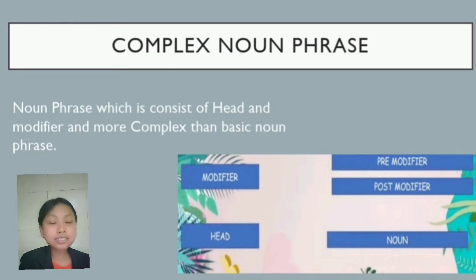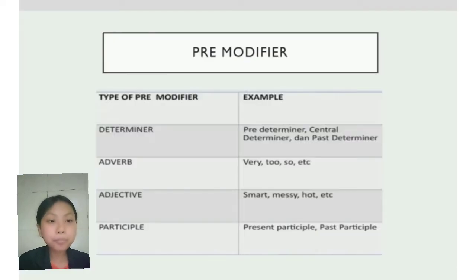Next is the first part of a complex noun phrase, which is the pre-modifier. There are several types of pre-modifiers, such as determiner, adverb, adjective, and participle. For the first type, there is the determiner. Like what I explained to you previously, determiners consist of predeterminer, central determiner, and post-determiner.